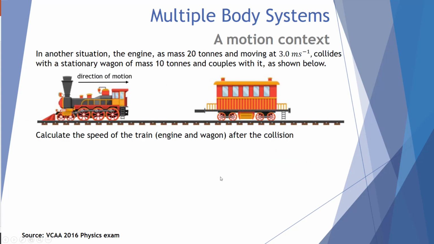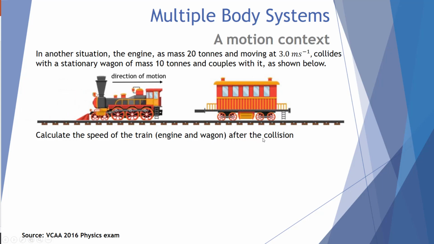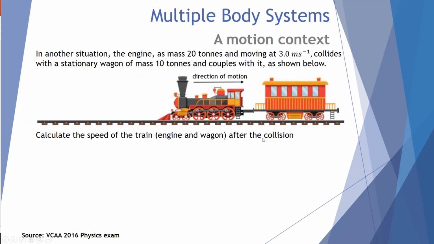Let's have a look now. In another situation, the engine has mass 20 tons and moving at 3 meters per second collides with a stationary wagon of mass 10 tons and couples with it as shown. Now we want to calculate the speed of the engine and the wagon after the collision. So let's look at this. It moves in, it collides, it couples, and it moves off.